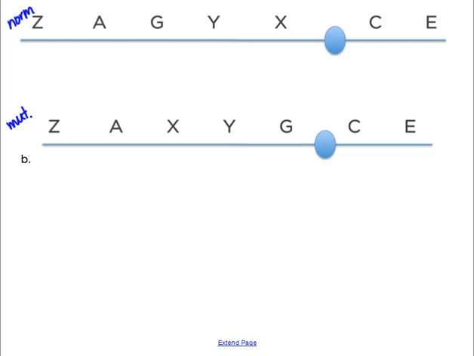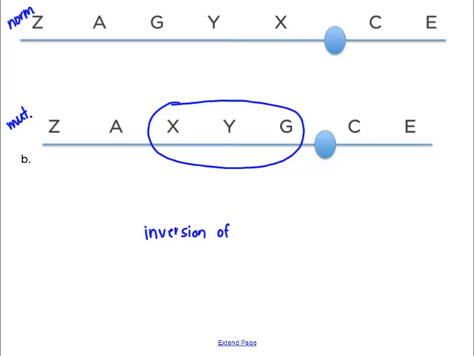For part B, again, you have the normal chromosome above and the mutated chromosome below. If you go from left to right, you see ZA, and then instead of being ZYX, as in the normal chromosome, you see you have XYG on the mutated chromosome. And then you have the centromere and then CE. So this switching, if you can tell, instead of being GYX, it just flipped or inverted to XYG. So this is an inversion of GYX.